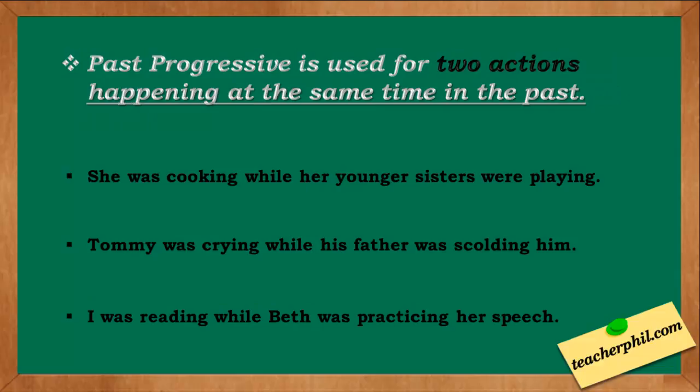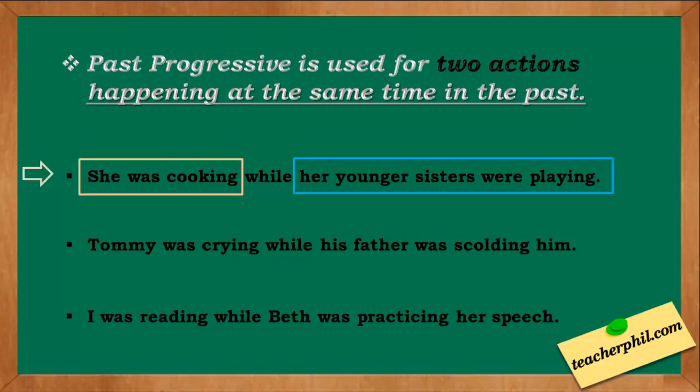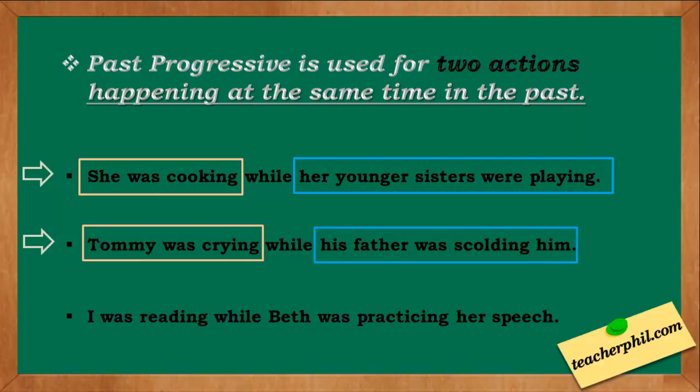The second one, past progressive is used for two actions happening at the same time in the past. Examples: she was cooking while her younger sisters were playing. There are two past actions in this sentence. The first one, she was cooking, and the second one, her younger sisters were playing. Next example, Tommy was crying while his father was scolding him. The first past event is Tommy was crying, and the second one is his father was scolding him.